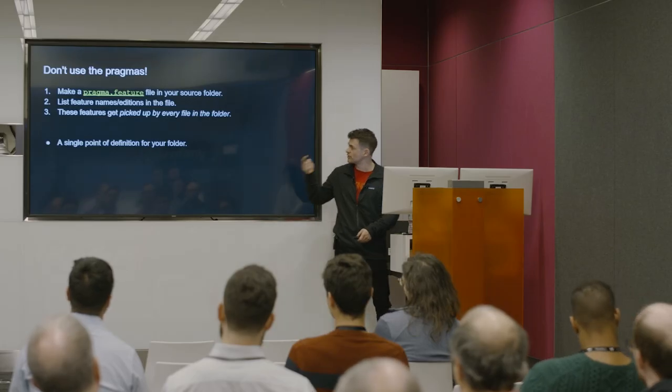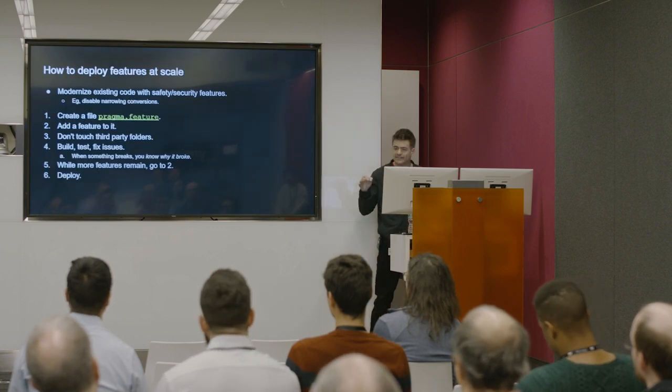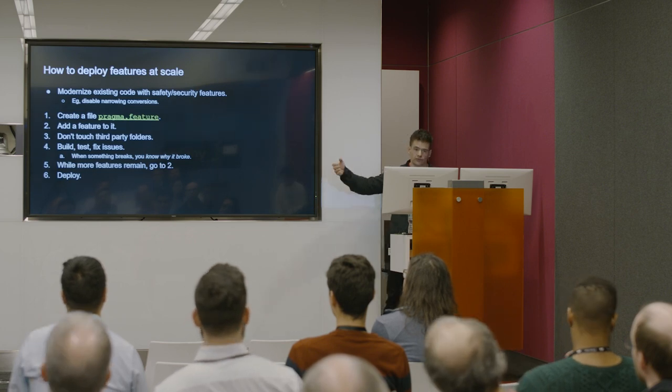So in your pragma feature file, say, I want interface, I want choice, I want no narrowing integer conversions or whatever. And then every other file, every header file and CPP file automatically inherits those. And this creates a single point of definition for your features. It's easy to use that pragma feature file to deploy features into existing code.